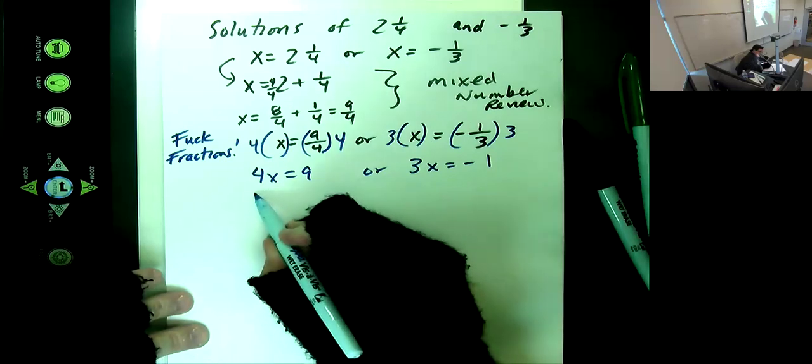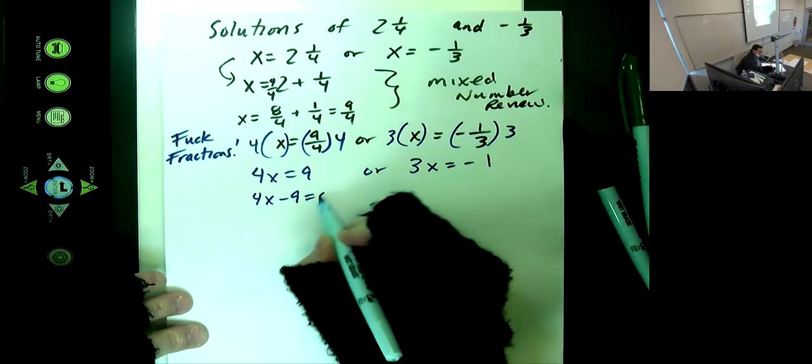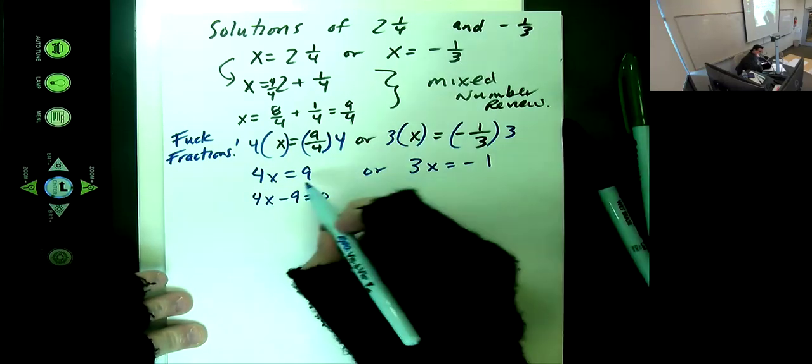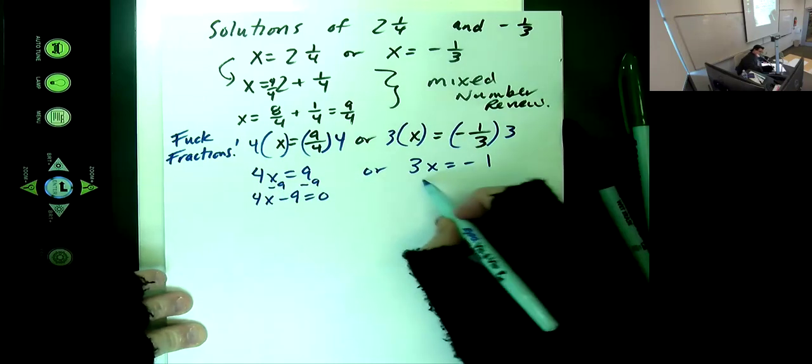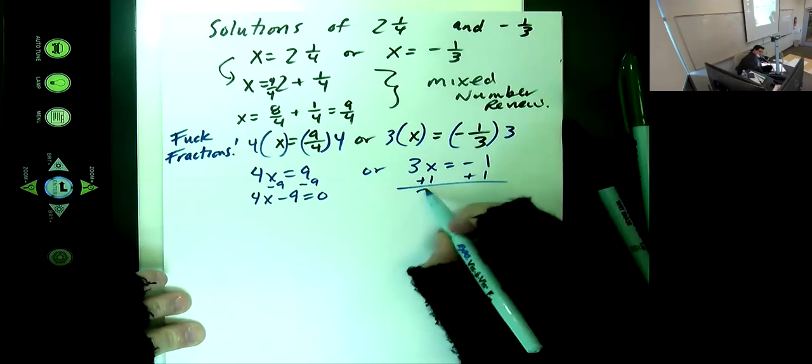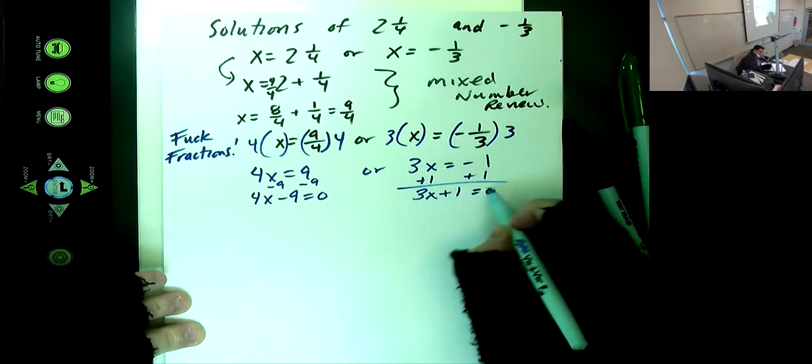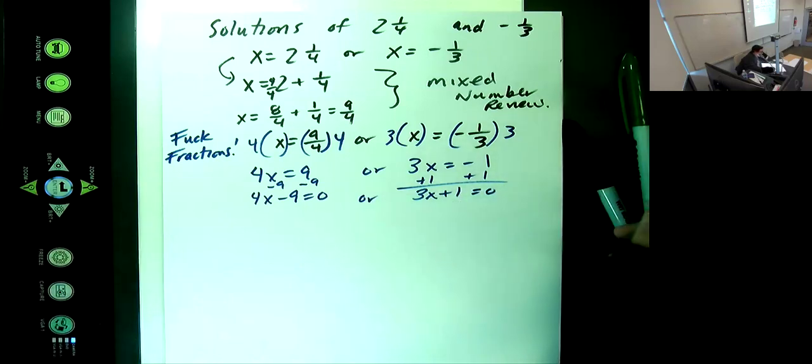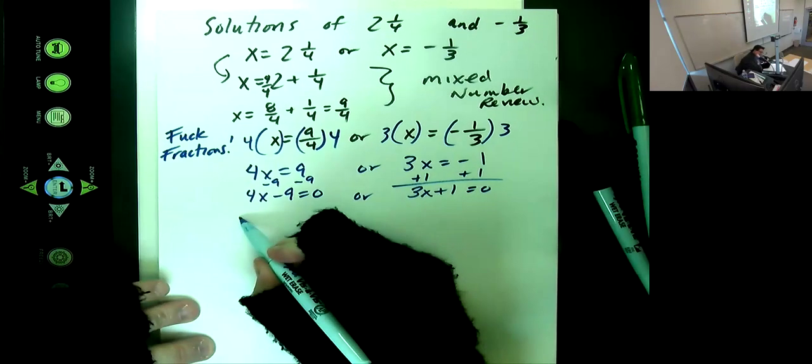And we'll subtract 9 from both sides, and I'll get 4x minus 9 equals 0. Here I'll add 1 to both sides. I get 3x plus 1 equals 0. And now we can put them together.